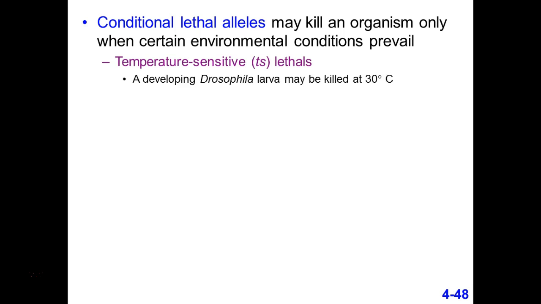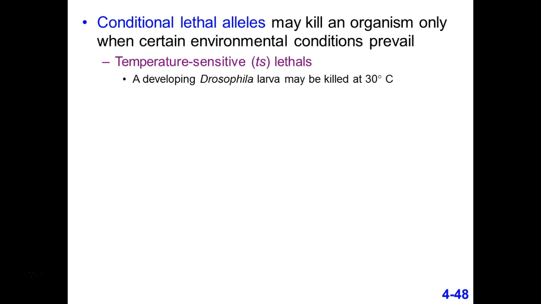Okay, so a conditional lethal may kill an organism only when certain environmental conditions prevail. So this is where you'd be okay, but in this particular environment, you're not going to be okay. So temperature sensitive lethals, where in a particular environment you would be fine, you put you in a different environment, that temperature affects the expression or non-expression of this trait. So in Drosophila, which are fruit flies, if you incubate them at 30 degrees Celsius, they will die. It's too hot for them.